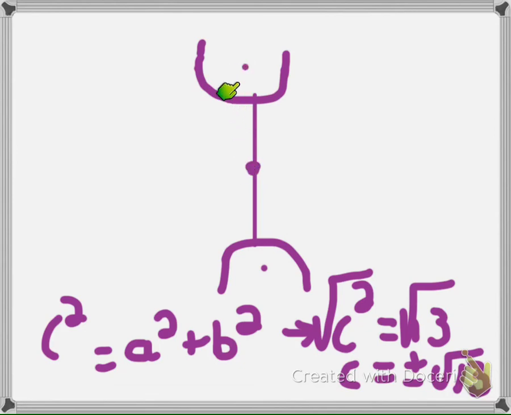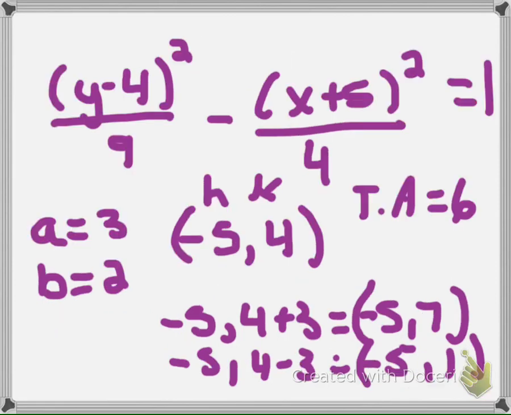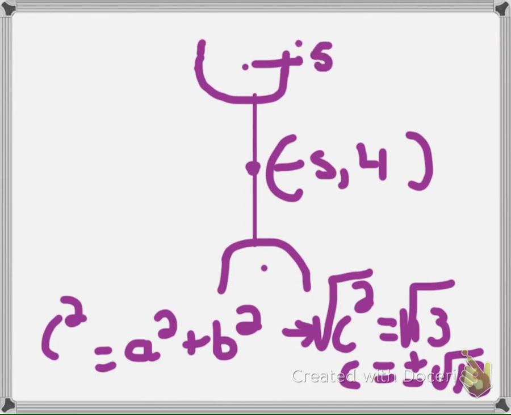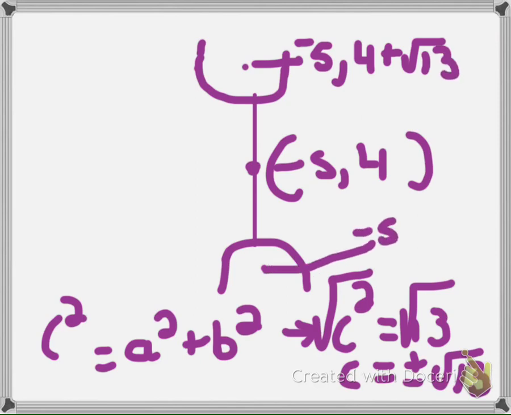And so if you look at your center again, which was negative 5, 4, I'm going to label that. You're going to have to add that to the 4, and you're going to have to subtract that from the 4. That's going to give you negative 5, comma 4 plus the square root of 13 up here, and then over here, negative 5, comma 4 minus the square root of 13. Okay, that doesn't look like a very good minus square root of 13. We have one last thing to do, and that is to find the equation of the asymptotes.